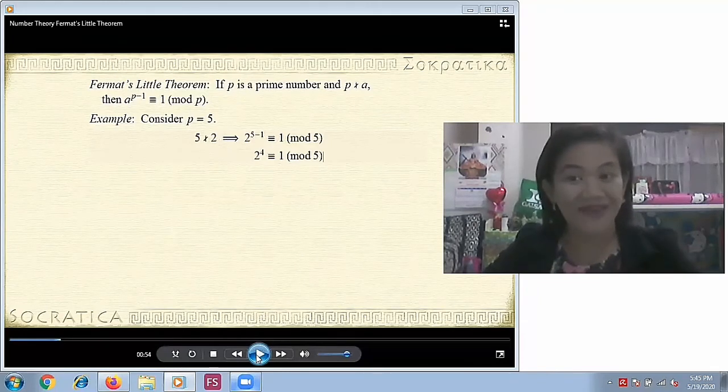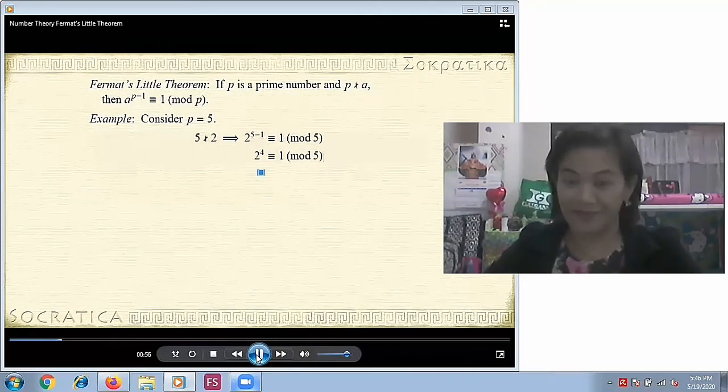Okay, how about if it's 3? 3 is our A. Yes, how about if A is equal to 3? 5 does not divide 3. So 3 raised to 4 is congruent also to 1 mod 5.